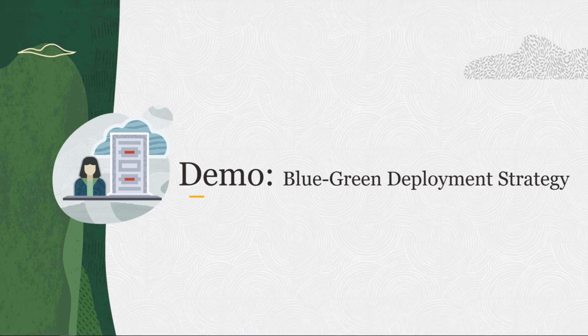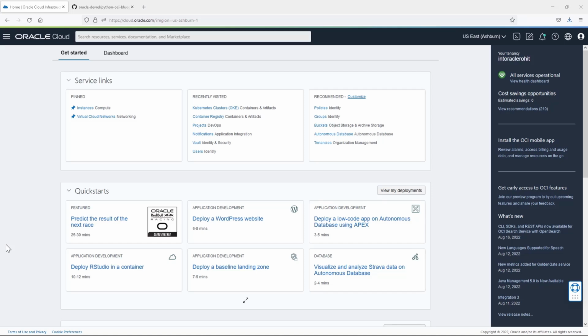In this demo, we will be building a container image for a sample Python application. We will be storing it in our container registry to be later deployed to the Oracle Container Engine for Kubernetes using the OCI DevOps deployment pipeline with blue-green deployment strategy. Alright, so let's get started.